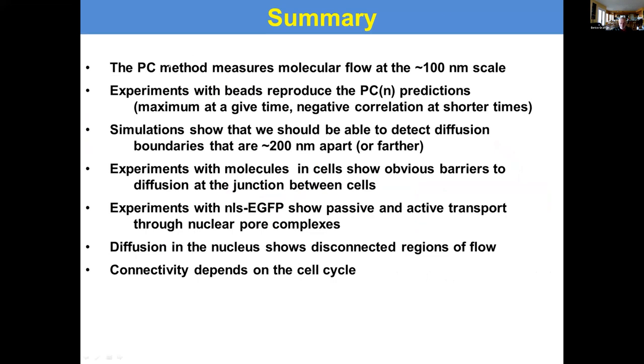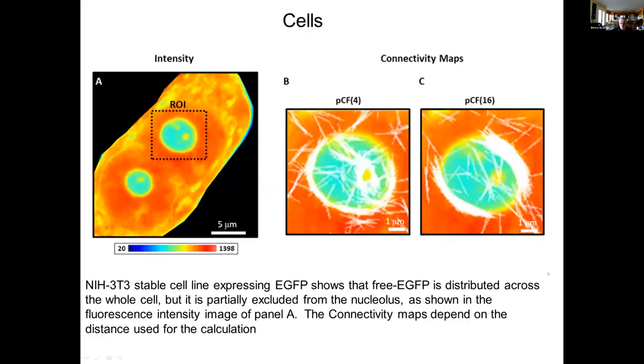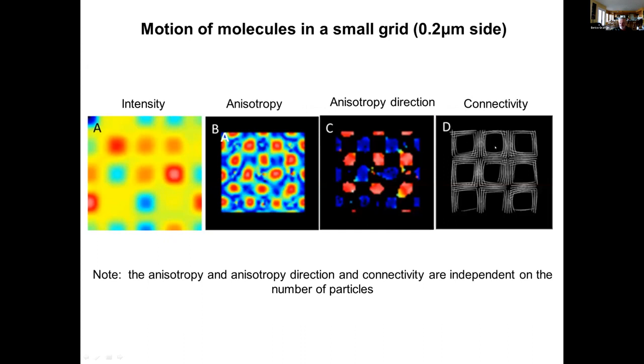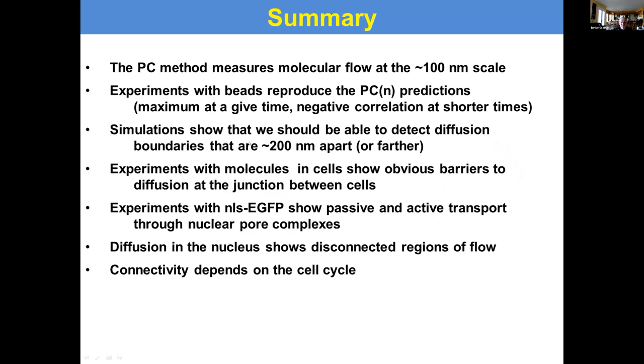So the pair correlation function makes it possible to measure molecular flow at essentially 100 nanometer scale. Well, I forgot to say that those are 100 nanometers, essentially. So you can determine that very well. Experiments reproduce the prediction of the pair correlation function. Simulations show that we should be able to detect diffusion boundaries that are, for example, 200 nanometers apart. Experiments with molecules in cells show obvious barriers to diffusion at the junction between cells. Experiments with NLS EGFP show passive and active transport, and diffusion in the nucleus shows disconnected regions of flow, for example, and so on. So I think this is the summary of this lecture.